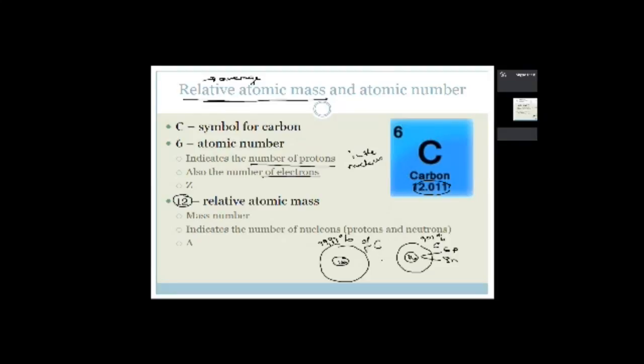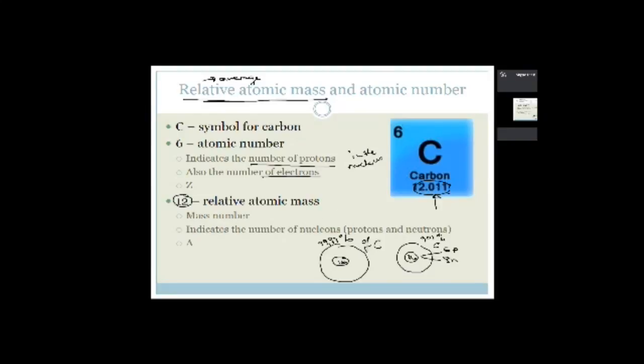So do you agree that those masses are going to be different? Because remember that all the mass comes from the nucleus. If we had to find the average of this, and I will show this to you later, we're going to go 12 times 99.99 plus 14 times 0.01, and then you divide it by 100 because it's 100%. And you end up with a number that looks similar to this, which is 12.011.